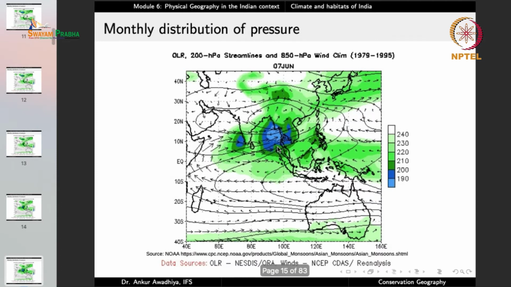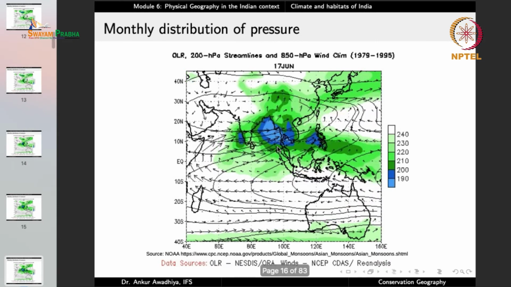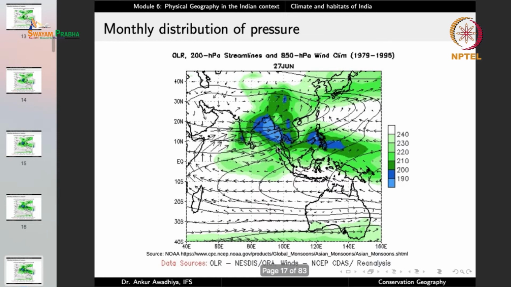This is 7th of June, then 17th of June, 27th of June. Now this is nearly the monsoon season. In this period you can observe the wind directions, because you have a low pressure that has been generated in this portion, so now the winds are moving from the southwest portion to the northeast portion.